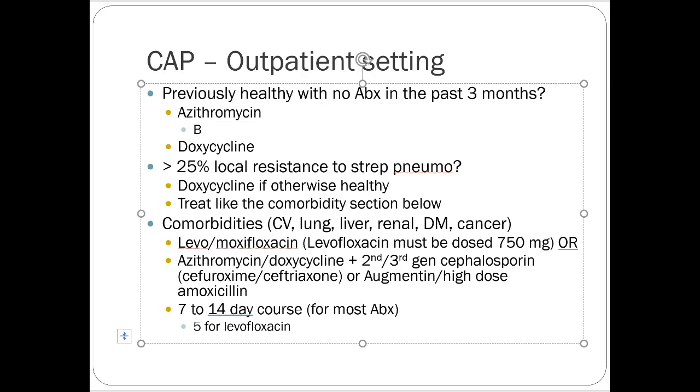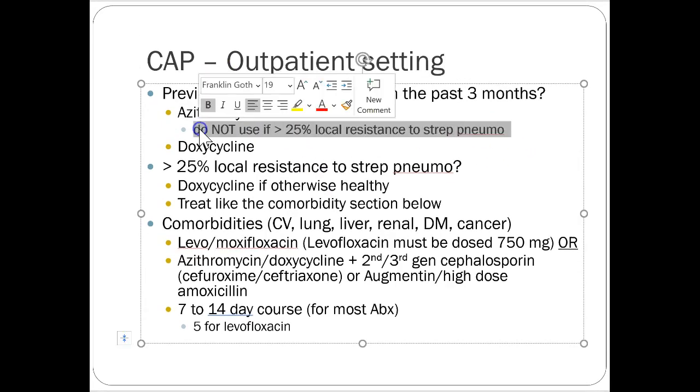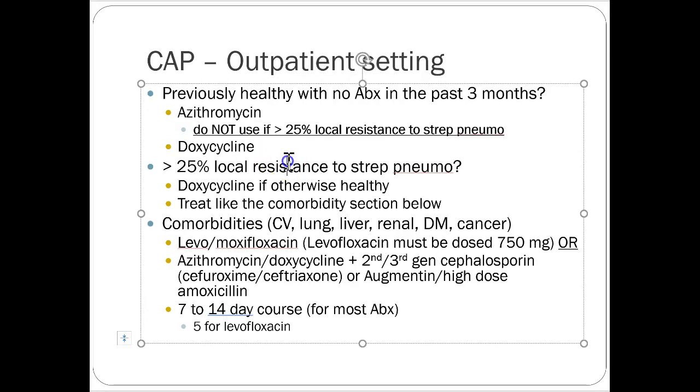Whoops, oh, that didn't work. I already had it bolded, I guess, so it doesn't really look bold. Anyway, this is important. Here, I'll underline it. Does that work? There. So do not use it if your local resistance of strep pneumo to azithromycin is greater than 25%. There is no documented place in the United States, and most of the world, I should say, that has a coverage rate of strep pneumo with azithromycin better than 75%. So this is basically a no-go.